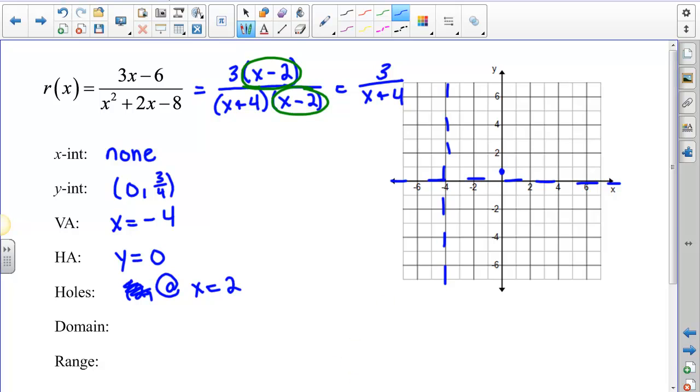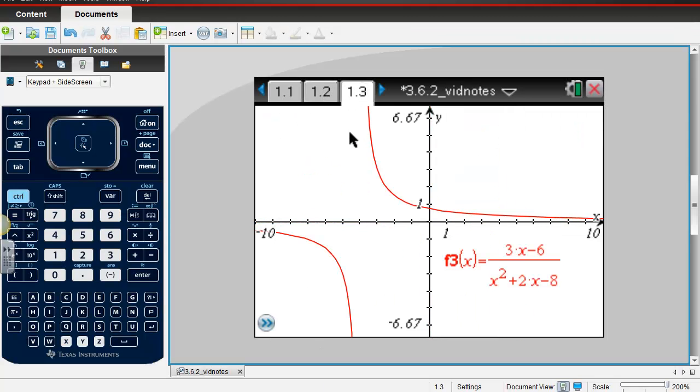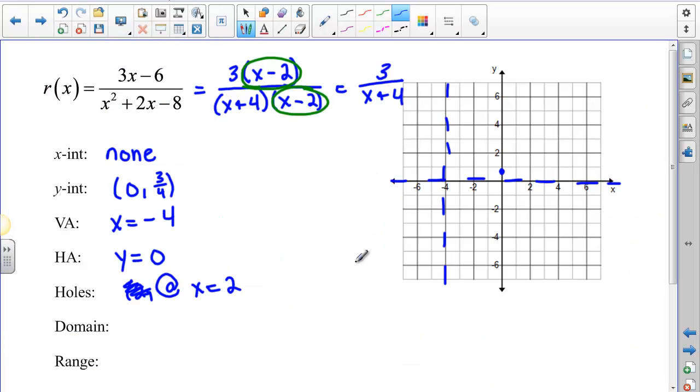And I'm going to go to the graph. When I go to the graph, you can see right here that this is just looking like 1 over x, except it's moved 4 units to the right. And that would make sense if I look at my simplified version. This right here would be like 3 times 1 over x plus 4, 4 units to the left, shifted this way. My graph's going to look like this here.